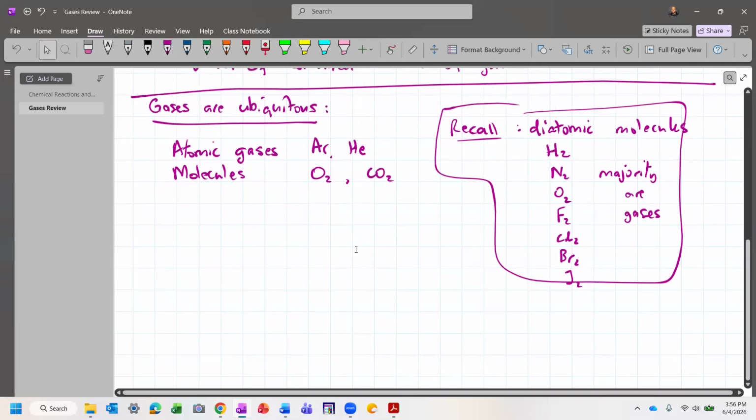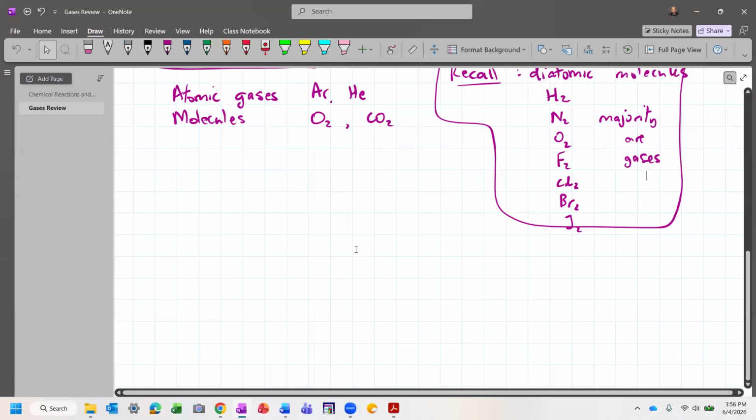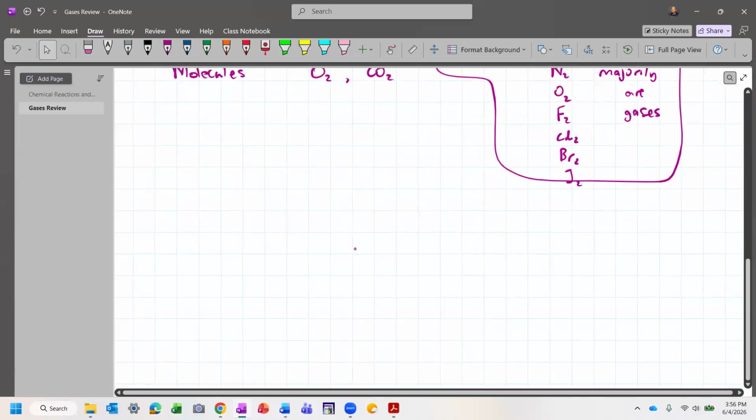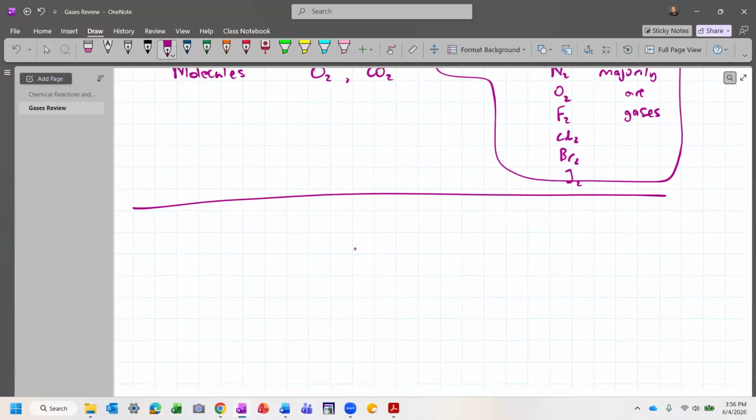Okay, so gases are all around us. And they're also in us, right? Because we breathe in oxygen, we produce carbon dioxide, etc. So let's take a look at some of the things that we use to describe the behavior of gases. So these are the four, we'll call them properties. Some of these you've seen before.